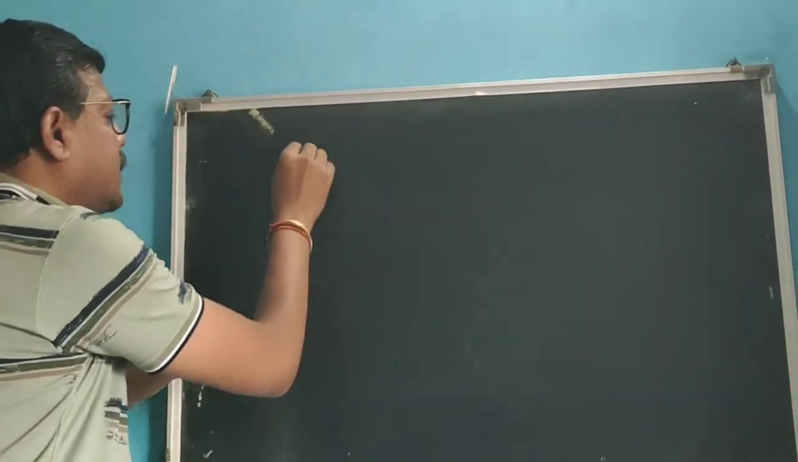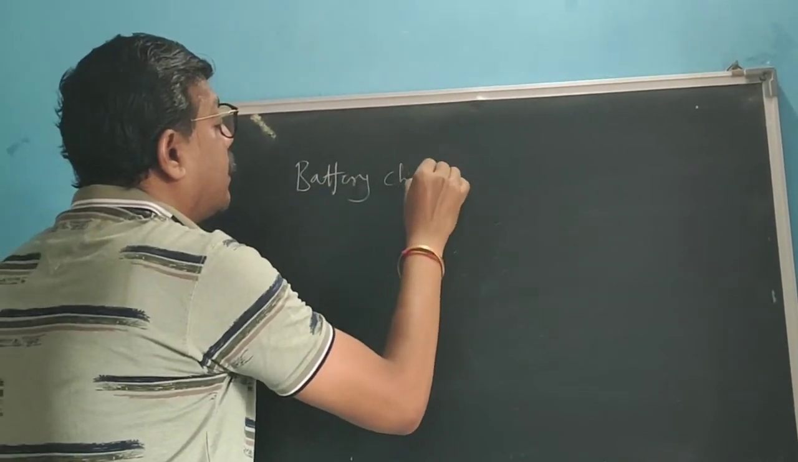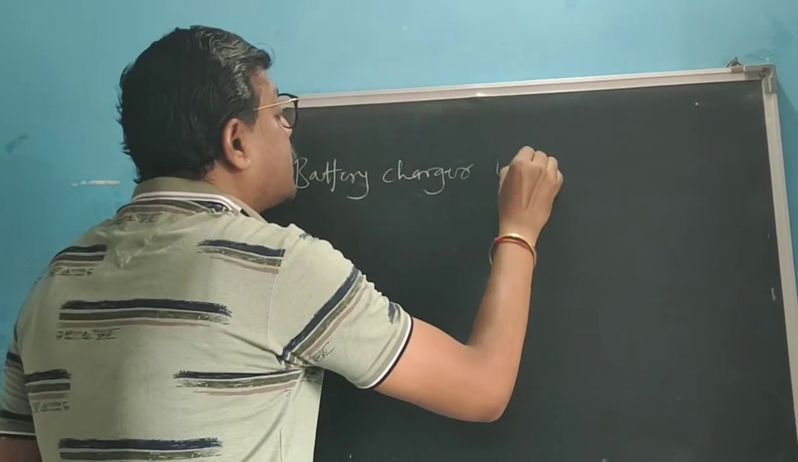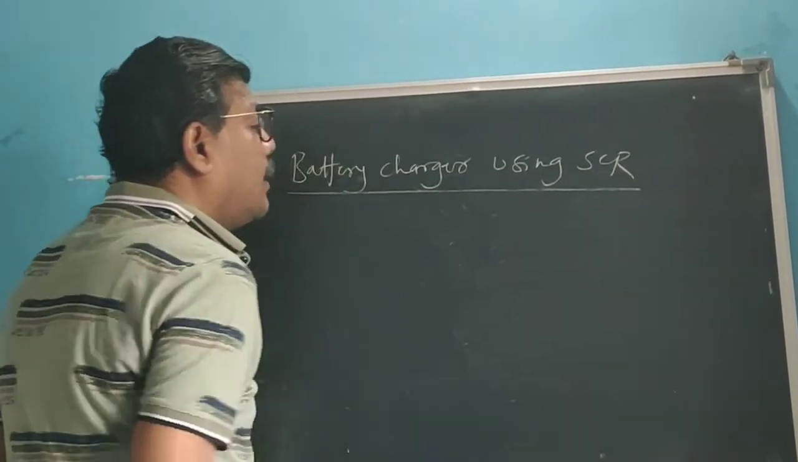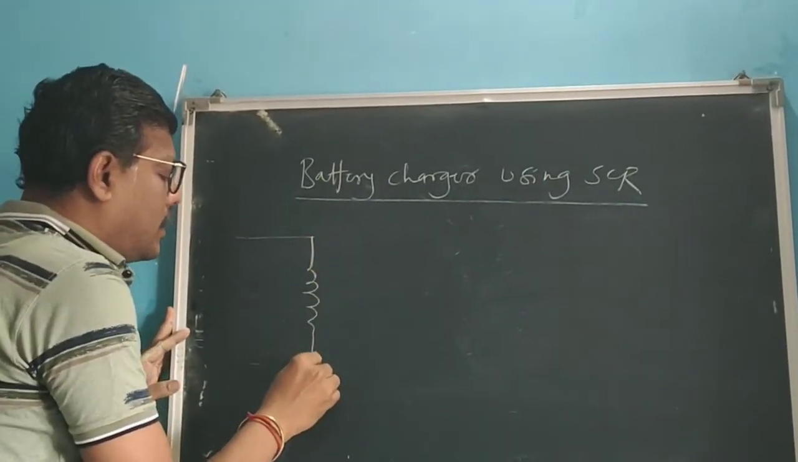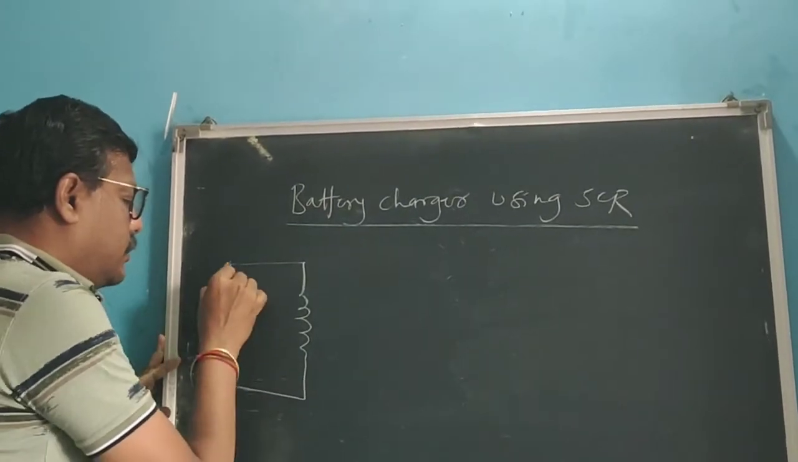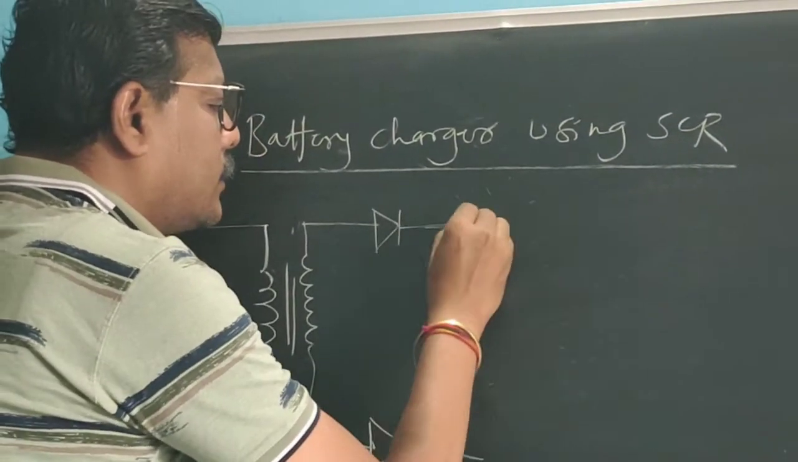Now I am repeating yesterday's two important points. I have taken those points yesterday. The first point is called the battery charger using SCR. This is a very important point, that's why I am repeating it. Battery charger using SCR. So here in this we are using the center tap transformer, and a center tap rectifier.